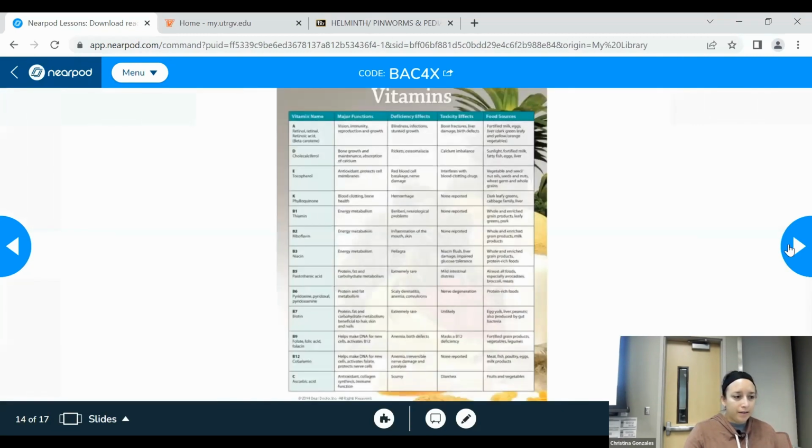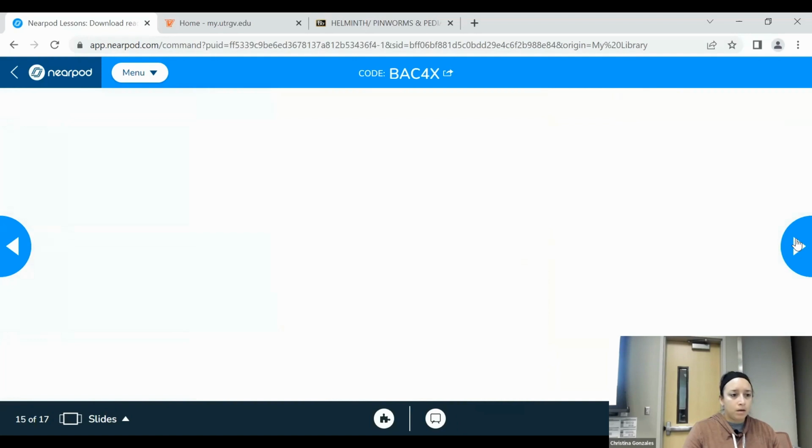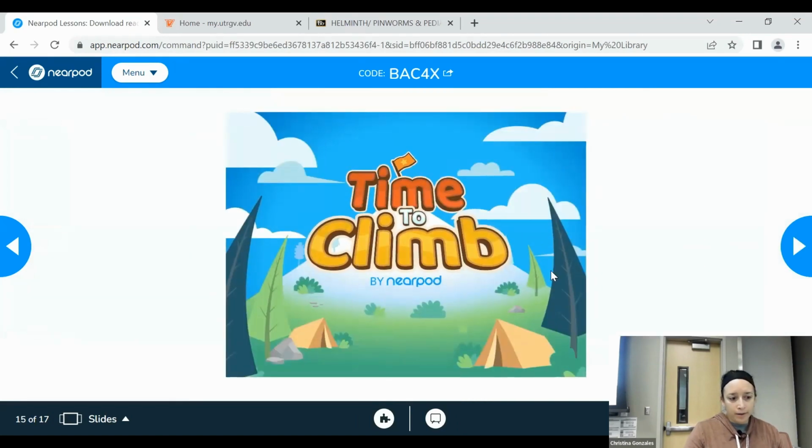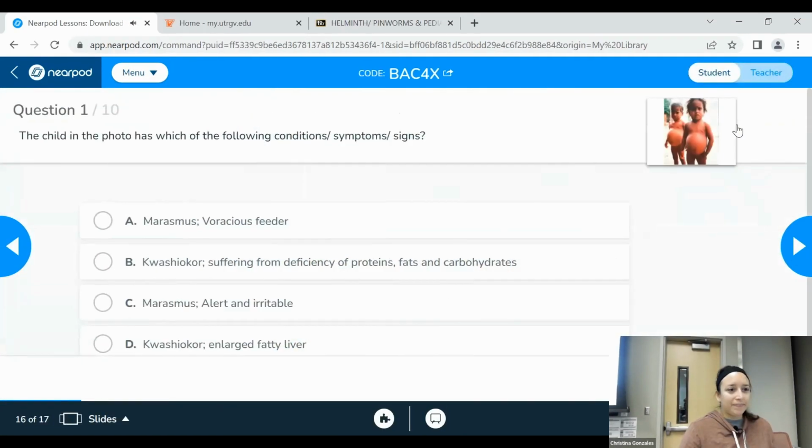All right. Here's another chart. I'm sure you have an overwhelming amount of information. As long as you pick a chart, stick to it, know what the deficiency findings are, you'll be good for the test. Okay. Let's see. Okay, time to climb. All right, can we go through it real quick?